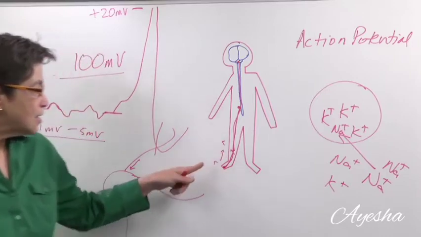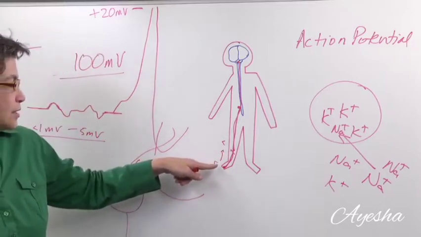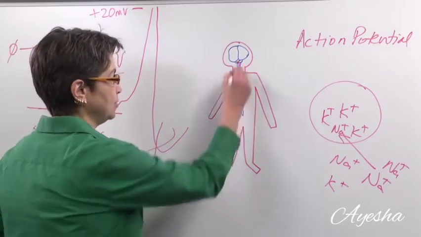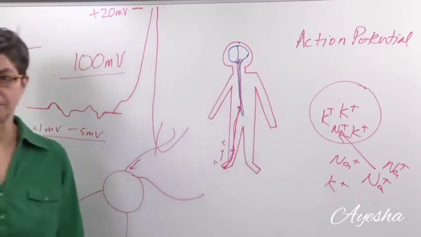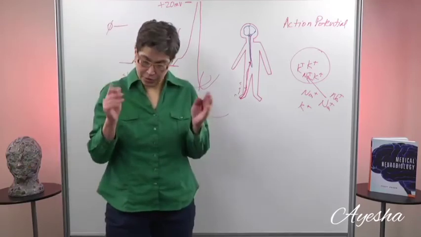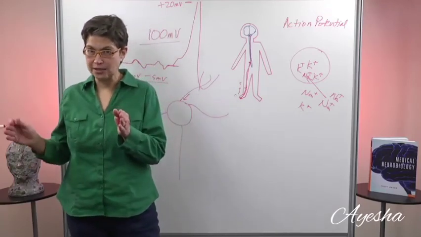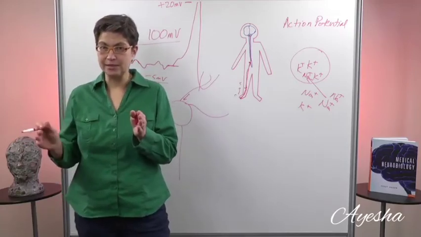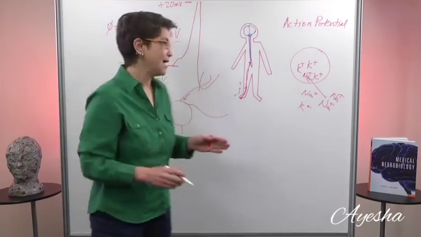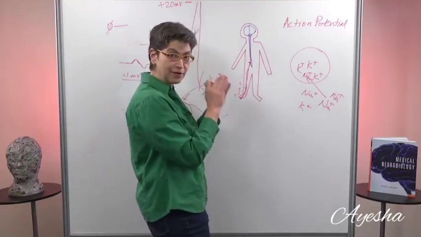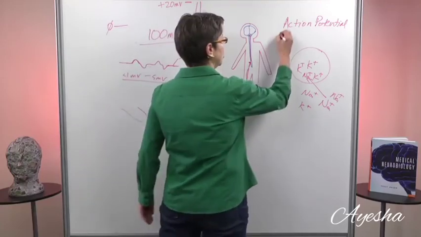Now, a neuron can communicate from here to here using an action potential, but that will be a slow process unless we add one more thing, and that is an insulator, essentially a very nice insulator called myelin.